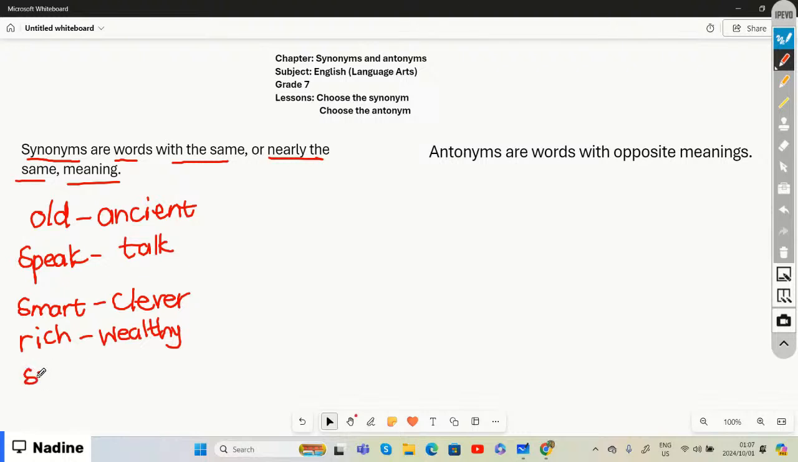Scared, or we can say afraid. It's basically the same word, scared or afraid. Quiet, like I just want peace and quiet. Another word for being quiet is silent. I want peace and quiet. I just want silence.